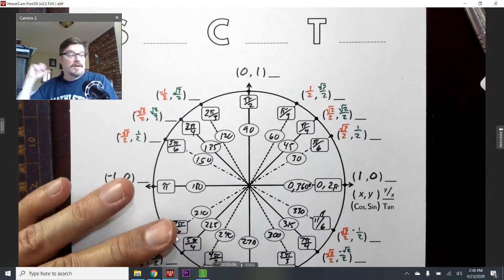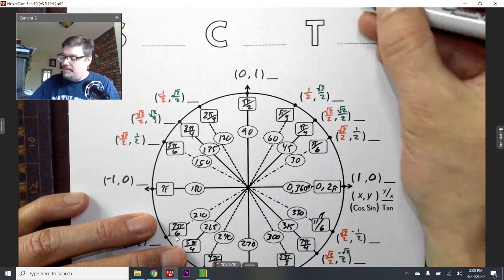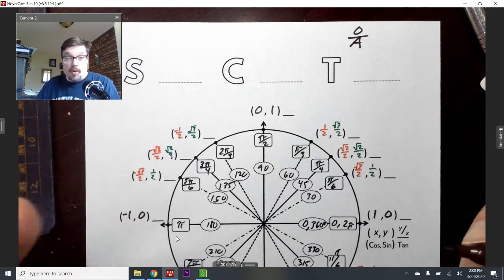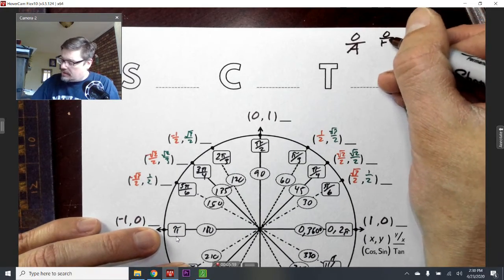Now what we want to do is focus on tangent. If you remember, I left the notes down in the basement. If you remember, I gave you a definition of tangent beyond just O over A. We know that TOA is opposite over adjacent. But I want you to look at this.